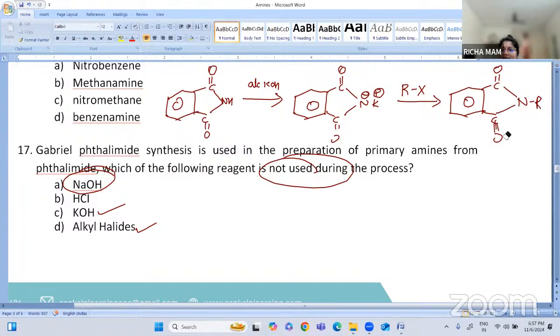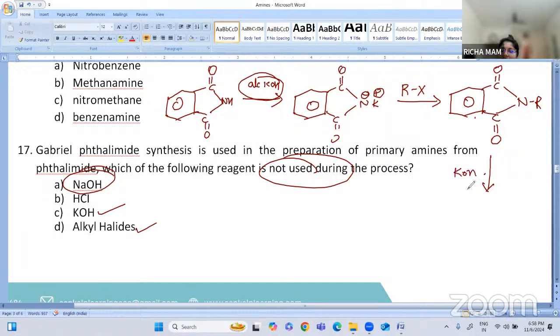So like this, N-alkyl phthalimide. This N-alkyl phthalimide, further what I am going to do, I am going to react it with NaOH, right? What am I going to get here? If I'm taking alcoholic KOH, I should take KOH only. If I am taking NaOH, then I have to take NaOH.